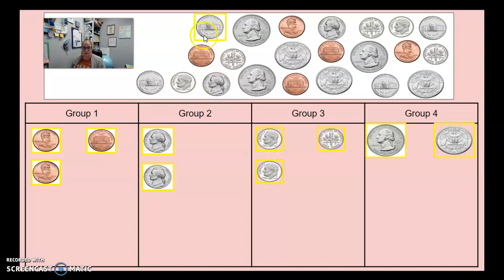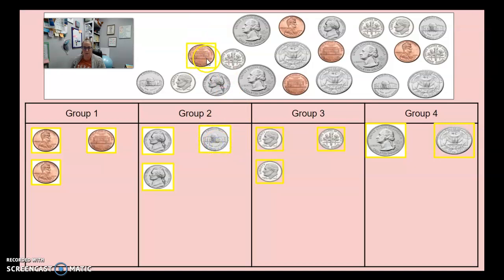Next one is this one. I don't see this one anywhere on our page yet, but that's okay. So I see that it's silver in color. It has a picture of a building. So which one is silver in color and has a picture of a building? What's it called? Yeah. Oh, I heard somebody say dime. It's not a dime. It's a nickel. So I'm going to go ahead and put the nickel right here with group 2. And it's the tail side of the nickel.